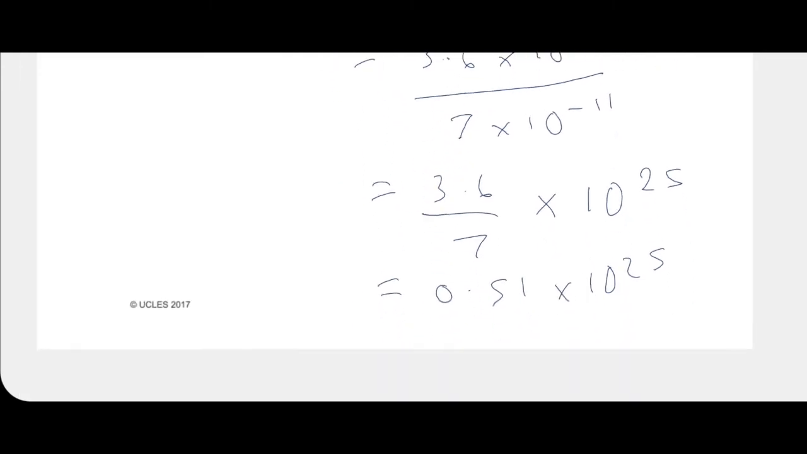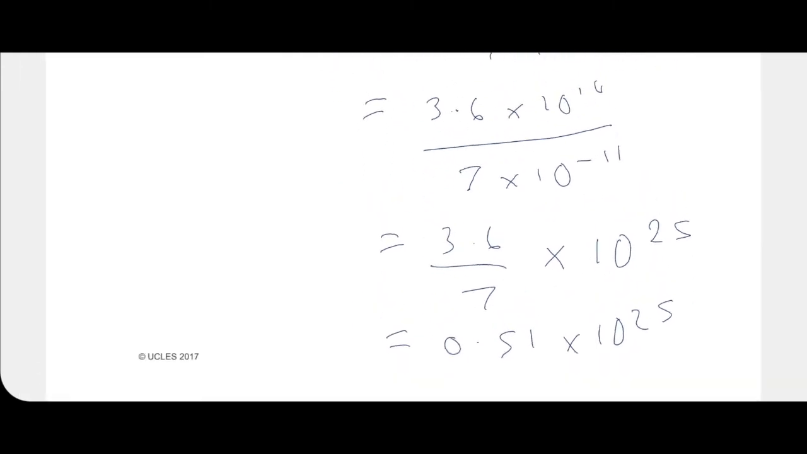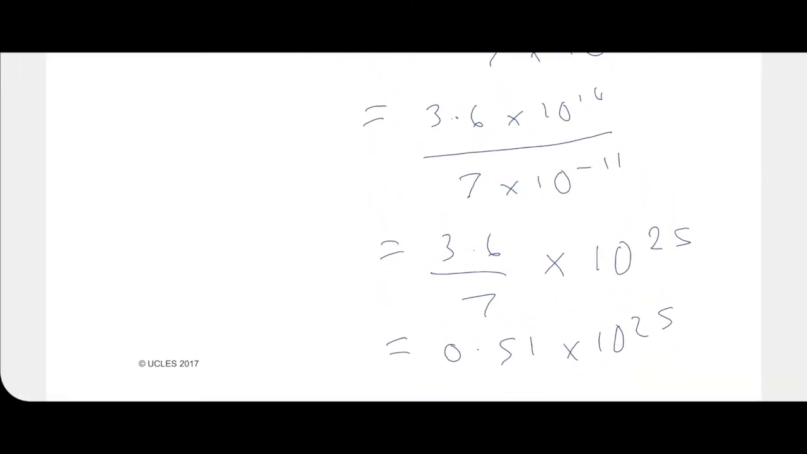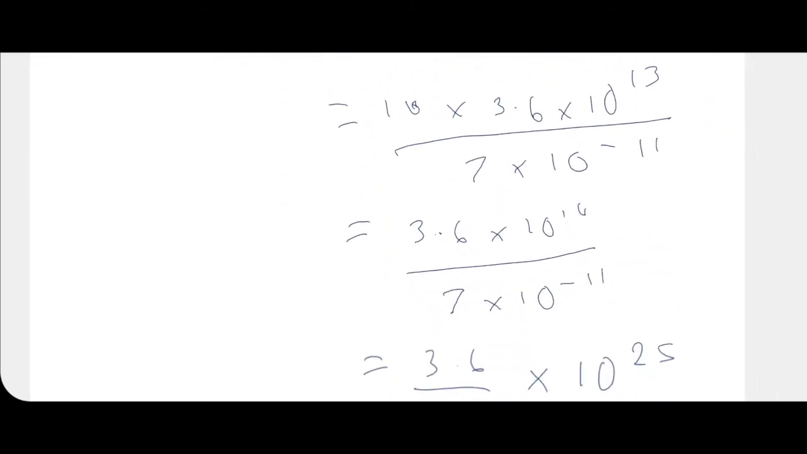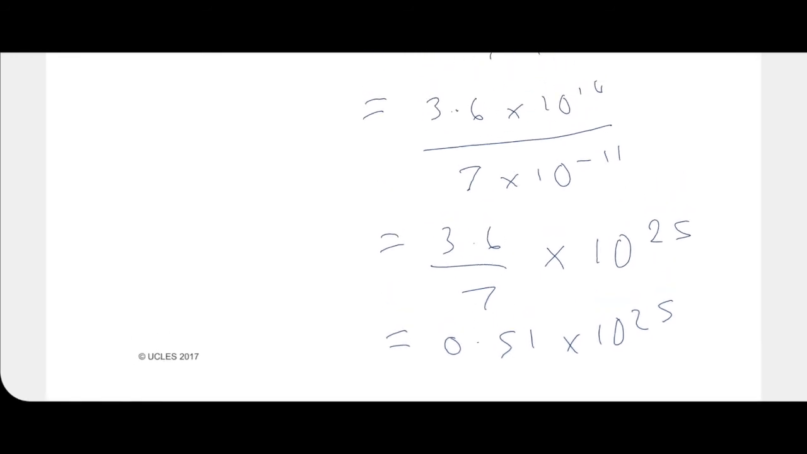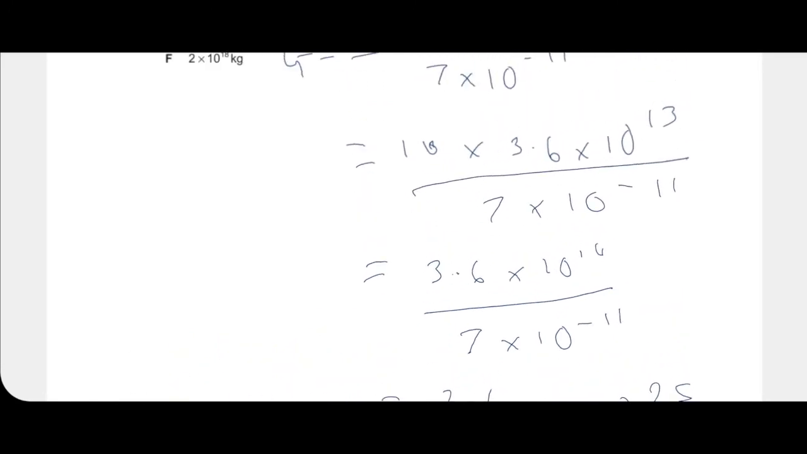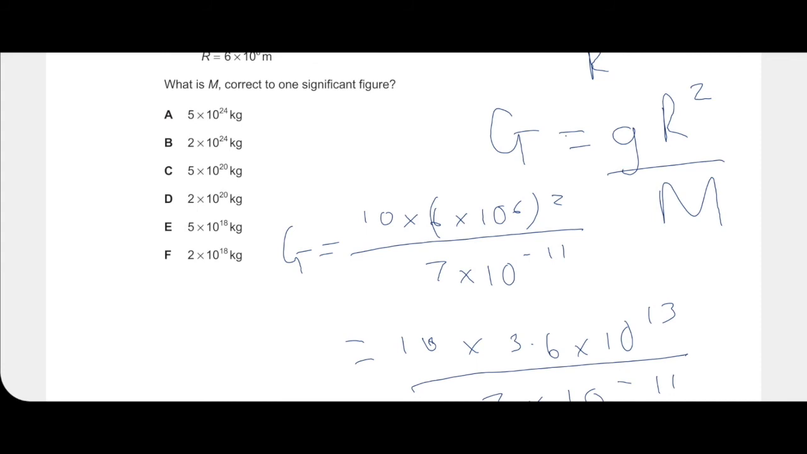So this will go to... let's have a look here. This is not in standard form, because it starts with 0. So let's quickly make that into the correct form. So 5.1 times 10 to the 24. And if that's to one significant figure, that's 5 times 10 to the 24. And therefore, the answer to this question is A. And that's question number 16 completed.